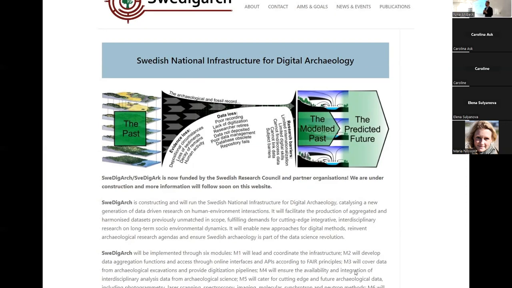And we coordinate the module on the future of digital archaeology. In Lund, we are in charge of coordinating all the new technology, better understanding, and coordinated activities, which are meant to better understand the impact of this new technology within archaeological practice.